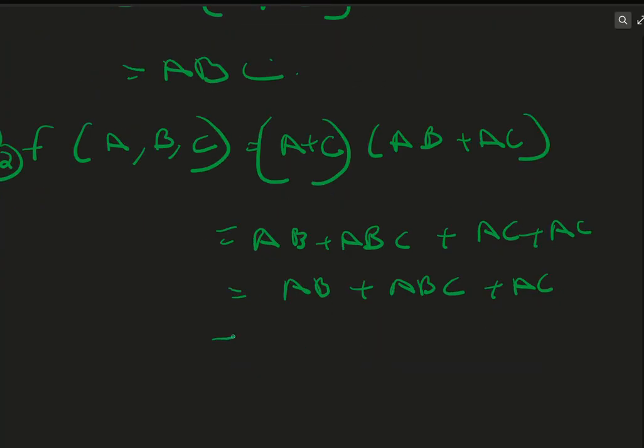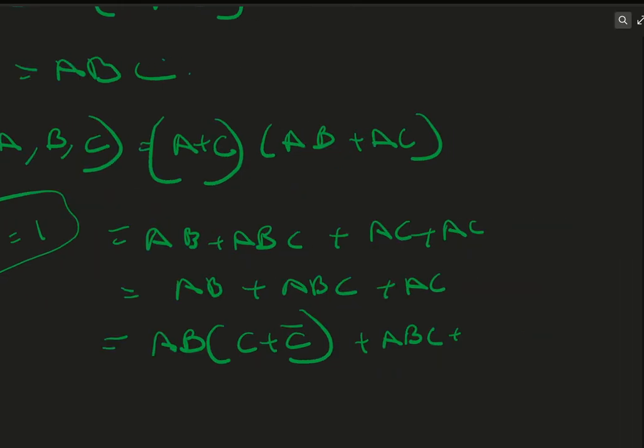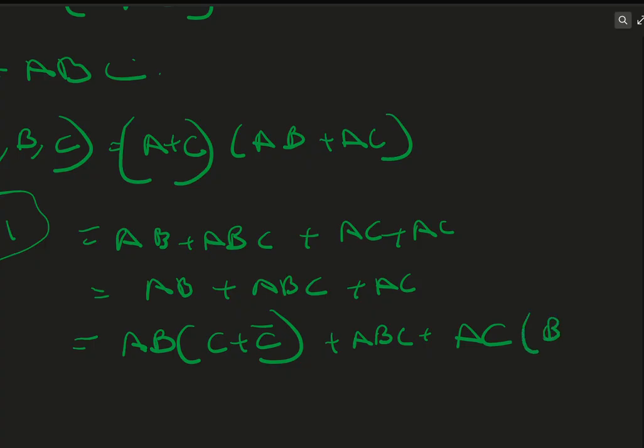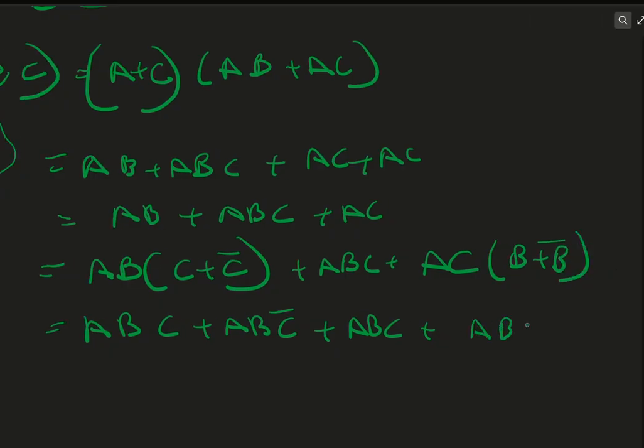So in canonical form, we need to have all the variables. Here, since C is missing, we'll have to add C by using the formula C plus C prime, which equals 1. So that's how we got it. ABC plus A, AC plus B plus B prime. So just multiply and we'll get our canonical SOP form. ABC plus ABC plus AB prime C.